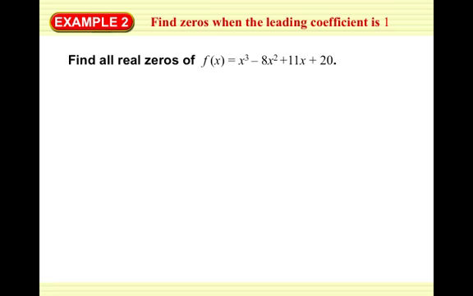All right, we're going to find all the zeros of a function f of x equals x cubed minus 8x squared plus 11x plus 20. And the way we're going to get started is by finding all the possible rational zeros.